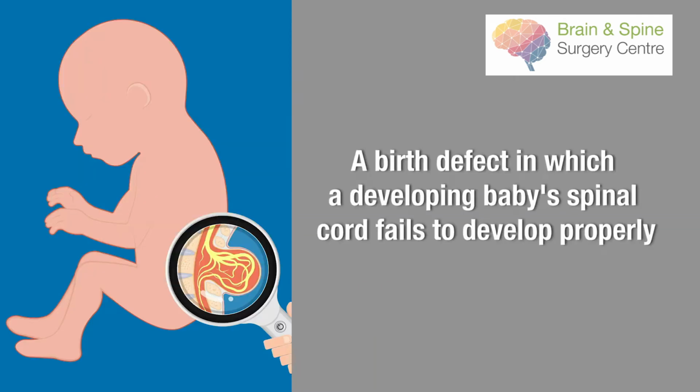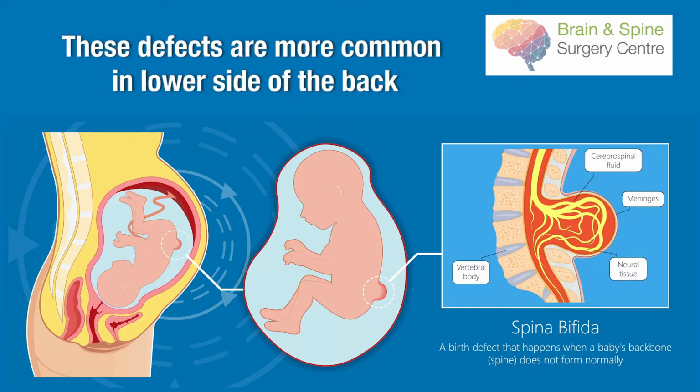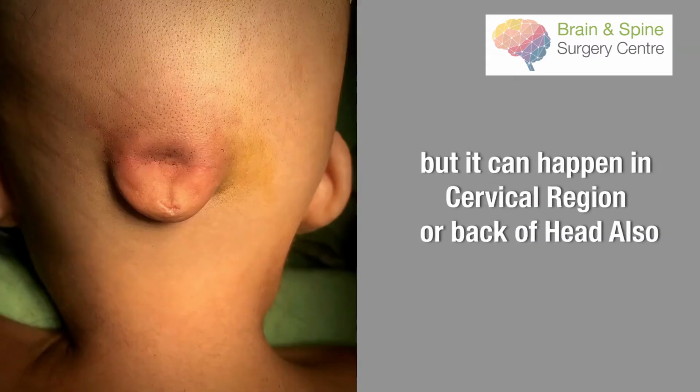Spina bifida is a condition which refers to a developmental defect in the spinal column of the child, which means that there are certain areas of the spine of the child, bony spine and neural spine, which are not able to form during the development of the child as a fetus. This leads to a defect in the back. It's usually more common in the lower side of the back, but this can happen at the other extremity, that is in the cervical region or the back of the head also.